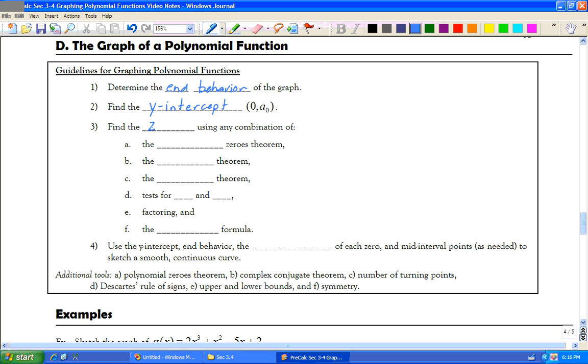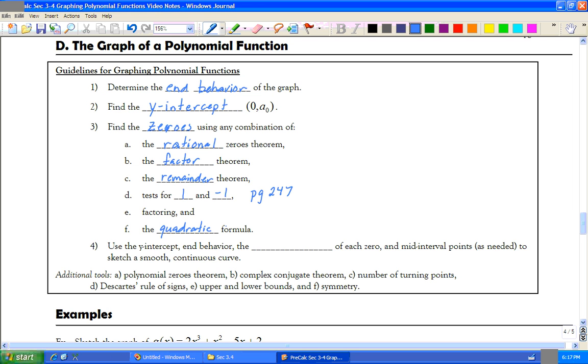And then we want to find the zeros. And the zeros is where we have many, many options to figure out what they are. There's the rational zeros theorem. There's the factor theorem. We have the remainder theorem. We have tests for 1 and -1. And if you want to refer back to that, that's on page 247. We can also use factoring if we have something that's quadratic, or we can factor by grouping, something like that. And then we also have the quadratic formula.